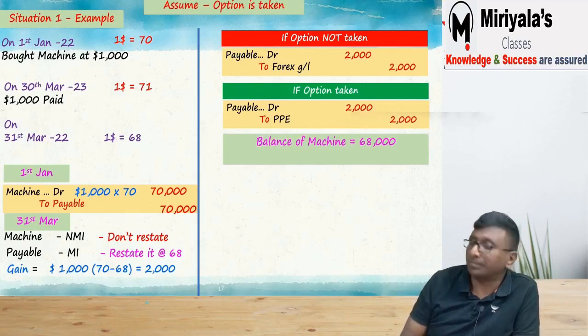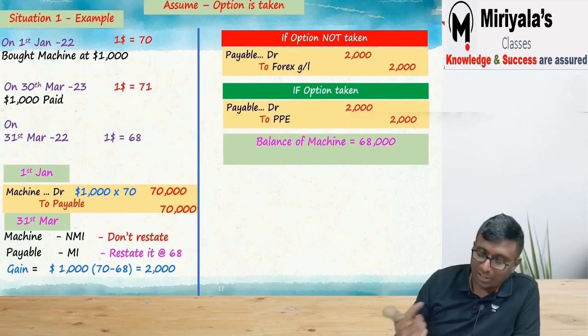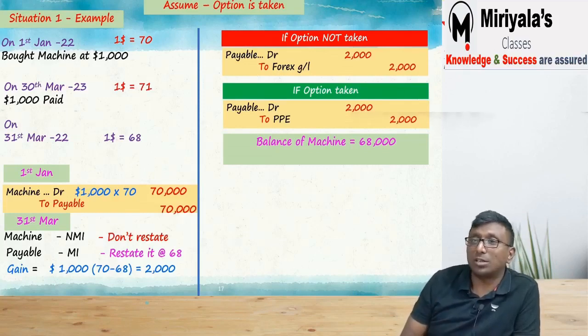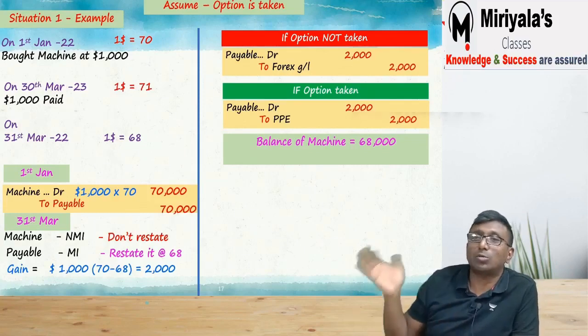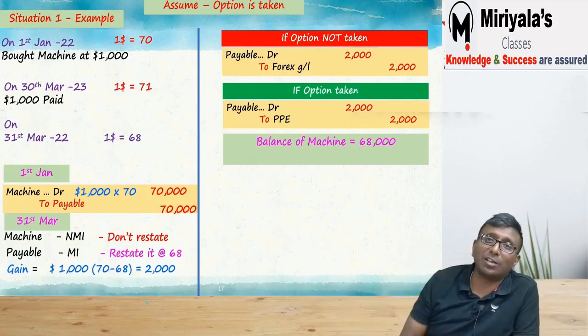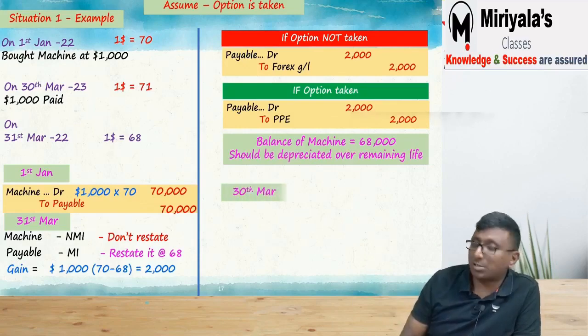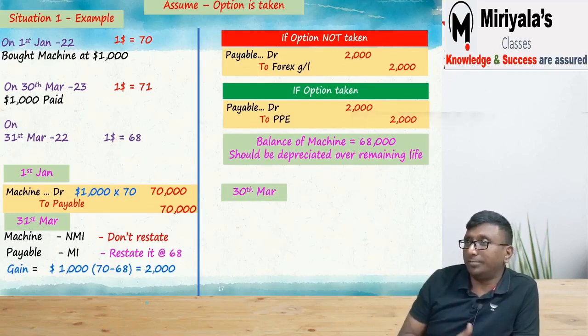Have you understood? Now what is the balance of the machine? 70,000 initially plus, sorry, minus 2,000, that is equal to 68,000. The 68,000 should be depreciated over the remaining life of the asset. Correct? Now how much is the life of the asset? That much. Now 30th March has come. Have you repaid or not? Correct. Now the entry.